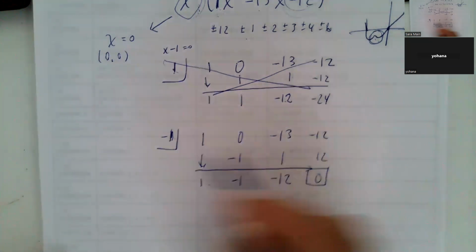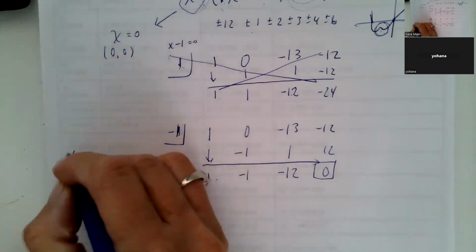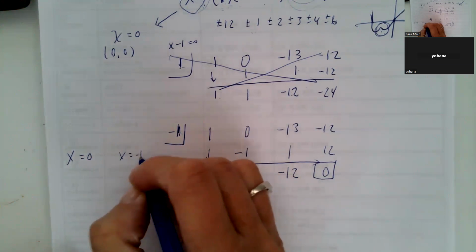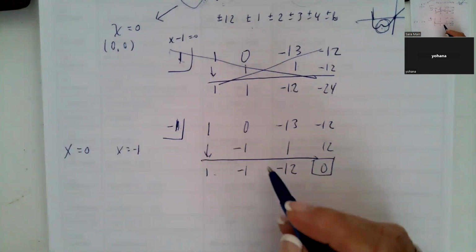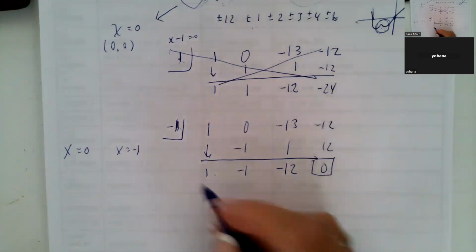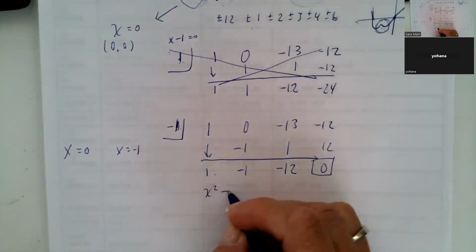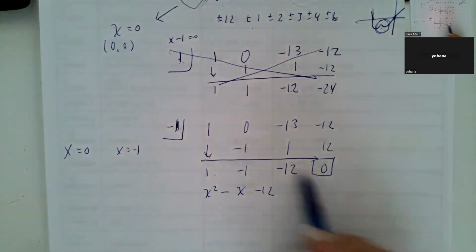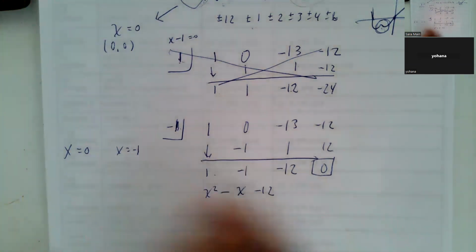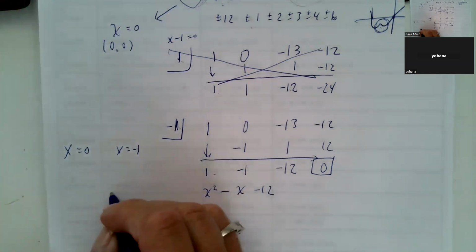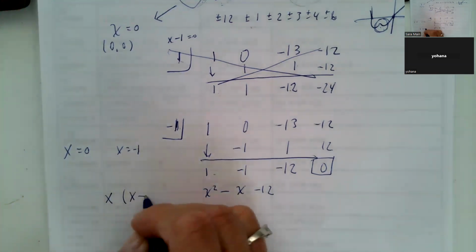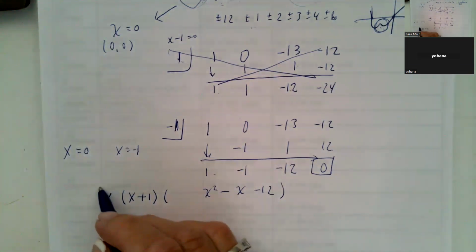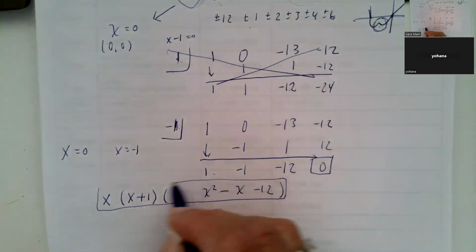So this is fabulous. So now we know we have x equals 0. We also have x equals a negative 1 is one of our zeros. And now we have left an x squared minus an x minus a 12. So off to the side, this is what it should look like. This should be x times x plus 1 times this x squared minus x minus 12. This all multiplies to make our original.